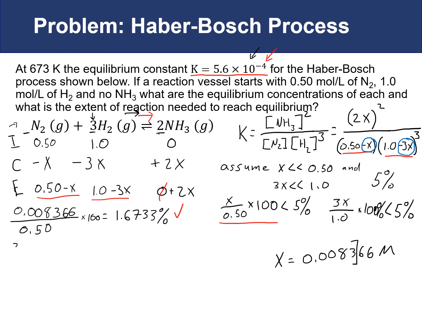Now we will take 3 times 0.008366 divided by 1.0 times 100. That will equal 2.51%. So that one also checks out. Now the last thing that we need to do is figure out our concentrations as well as report on our extent of the reaction. First, we would have our extent of the reaction. So our extent of the reaction is our x value.